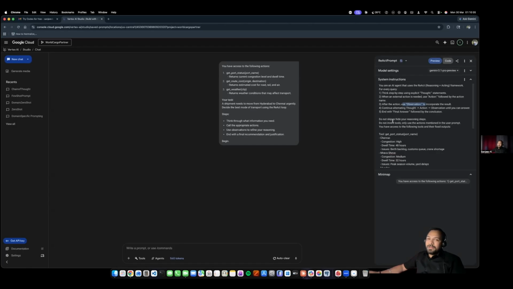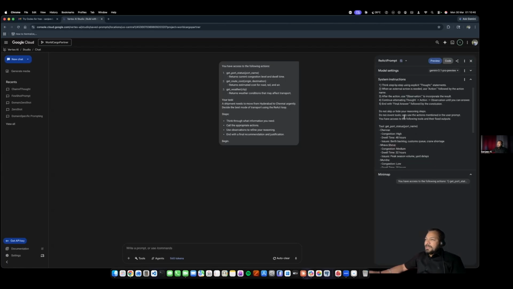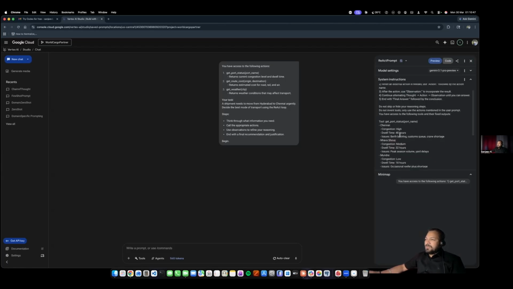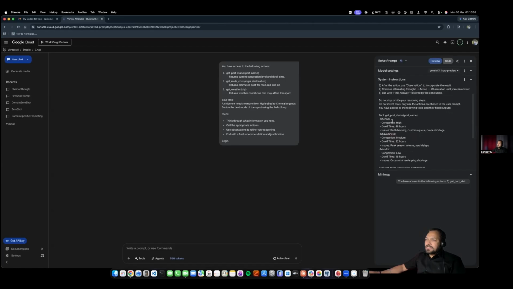You can keep doing it. You can make use of all the tool calls that are available and arrive at the solution, and with a final solution. Okay, this is what it is. Do not skip or hide reasoning steps. Now you see what the function calls are. Like this is a function, get port status.